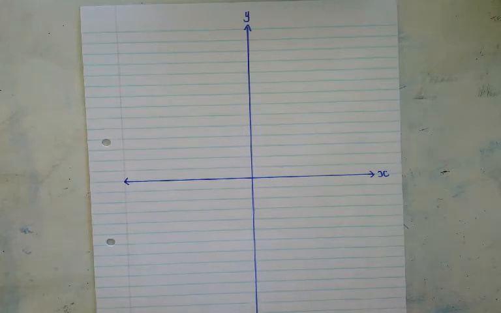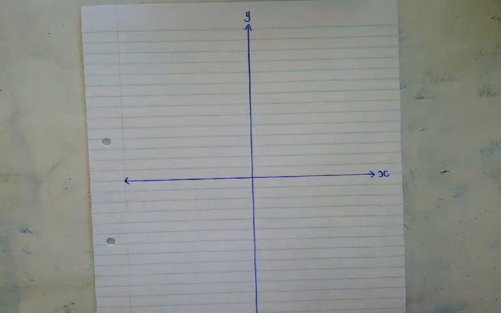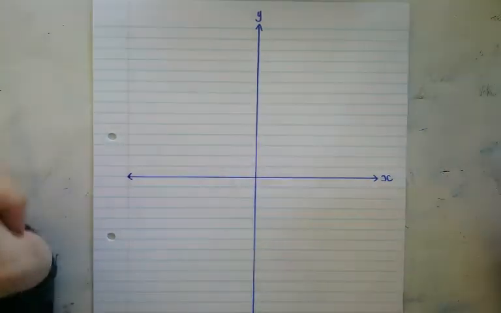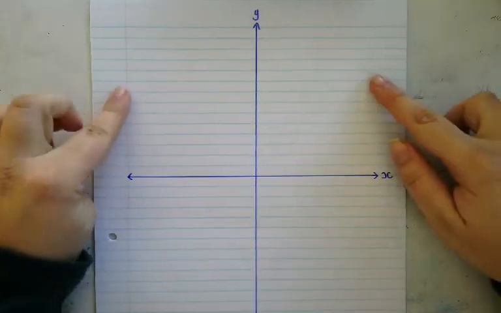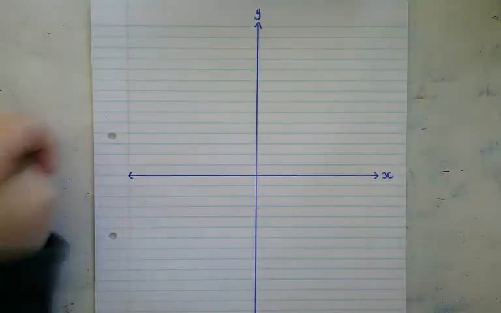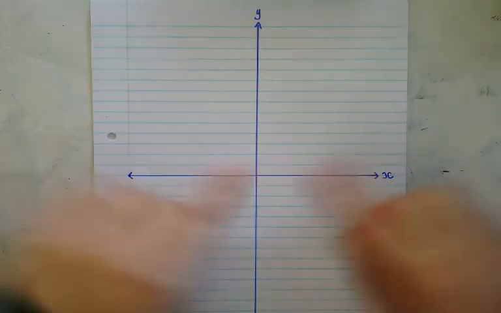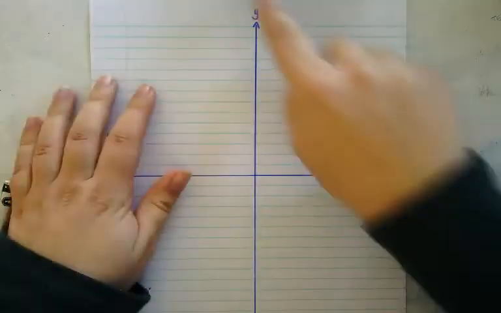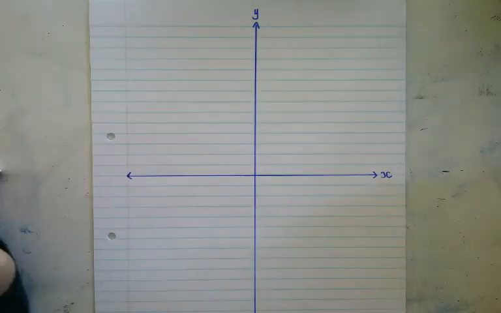Okay, so one very big Cartesian plane, please. And just like our usual Cartesian planes that we are used to, my horizontal line is x, my vertical line is y.